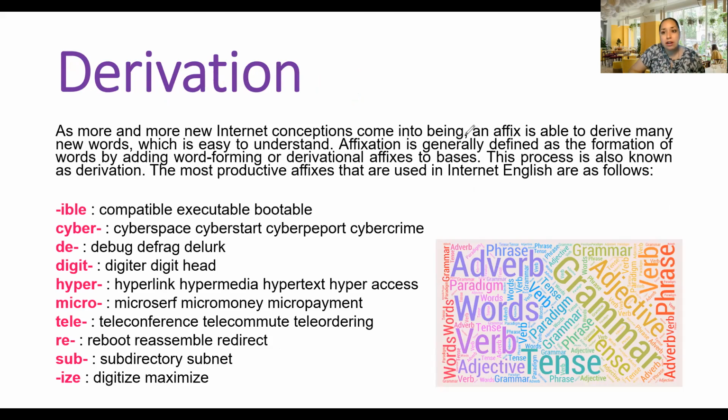Affixation is generally defined as the formation of words by adding word-forming or derivational affixes to bases. This process is also known as derivation, and some of the most productive ones are here. There is a list, like e-ball. You have this little sign, the hyphen, telling you it's going to be a word before, and then you have the end as e-ball. Some examples: compatible, executable, bootable.